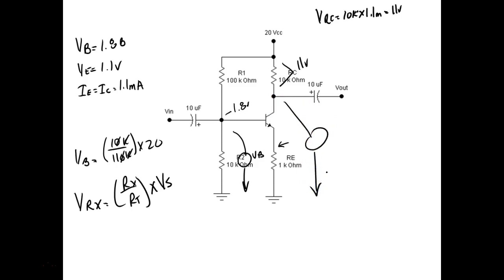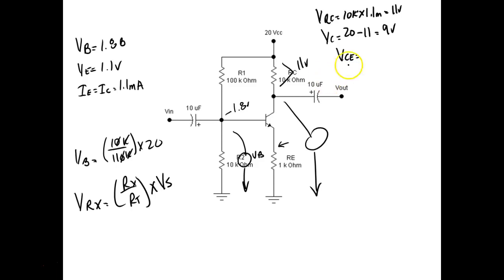So I'm going to use a little Kirchhoff's law. I'm going to say VC would be equal to 20 volts minus the voltage drop across that resistor right there, which would be 11 volts, which would give us 9 volts. So that's VC, right? Y'all understand? We okay.